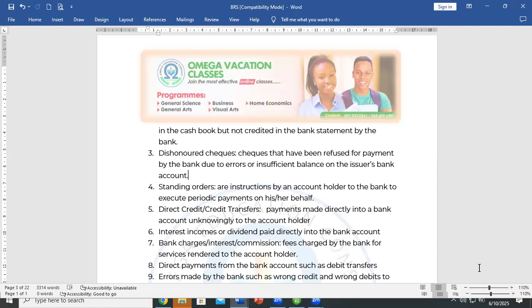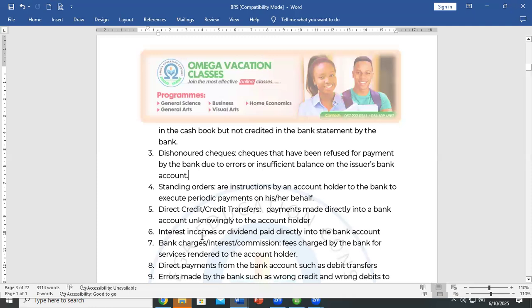The opposite of this is a direct debit. That one is an unknowing payment from your account. And a typical example I gave was the e-levy. Okay, it was a direct payment the government was taking from our Momo account. Immediately you do a transaction, it's taken off. Okay, so we also have the direct debit or the direct payment, or what we call debit transfers.